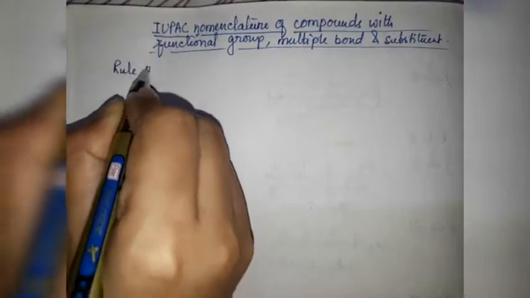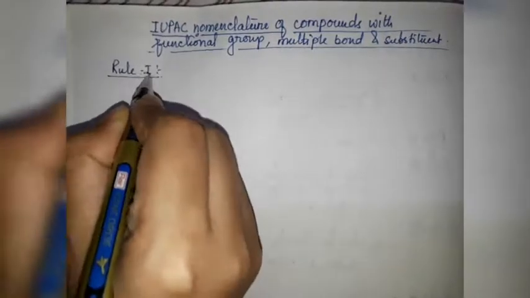So at first, rule 1. In these compounds which have functional groups and multiple bonds, the longest chain of carbon atoms containing the functional group and the maximum number of double or triple bonds is to be considered as the parent chain. Okay.